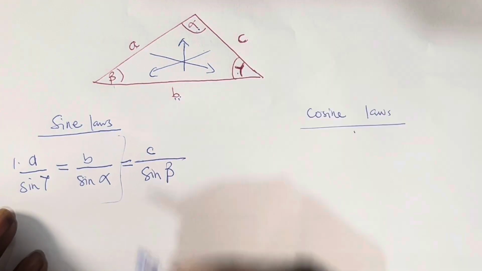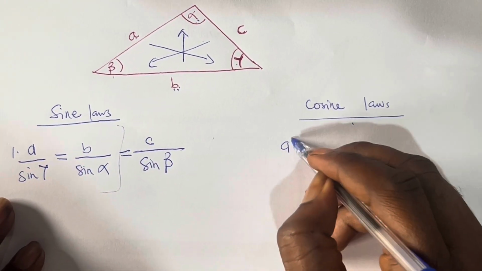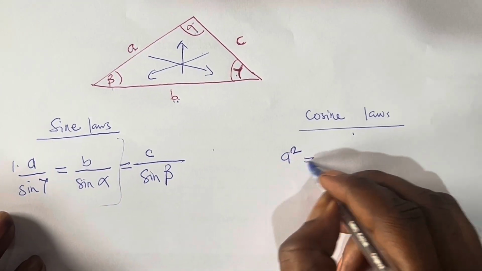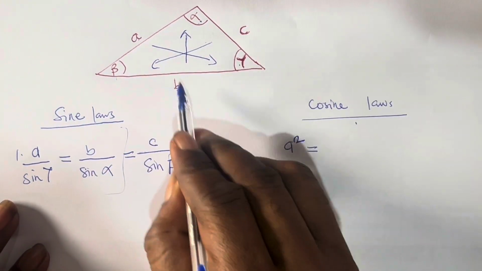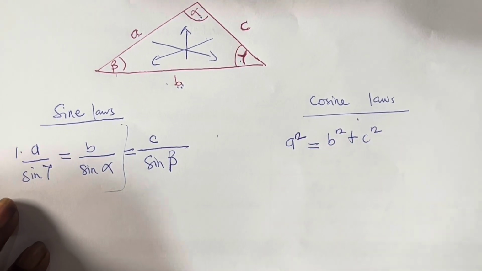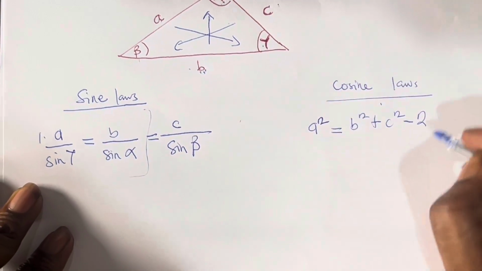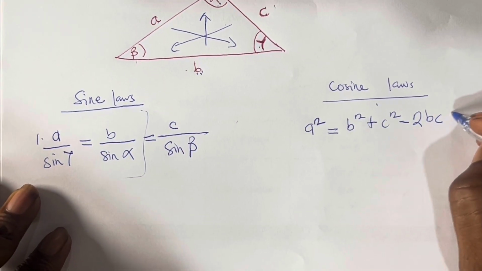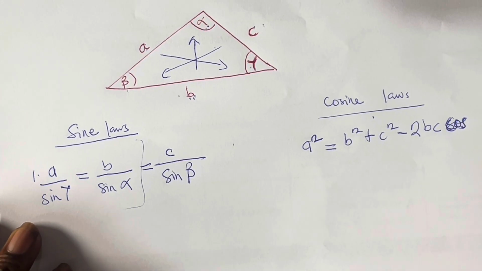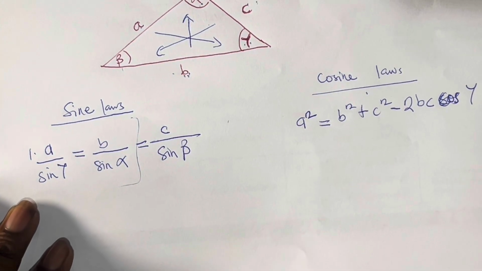I want to find the side of one of the triangles. So I'm starting from A. If I want to find A squared, this is what happens. We say A squared is always equal to the other two sides, which is B squared plus C squared minus 2BC times the cos of the angle that is between them, which is what? Alpha. This is the cosine law.